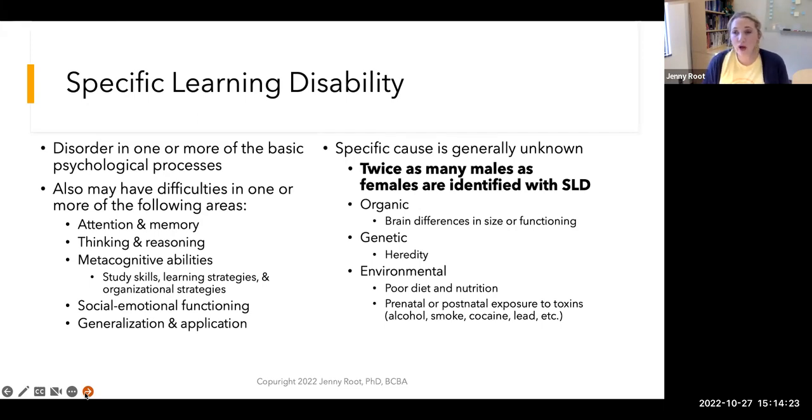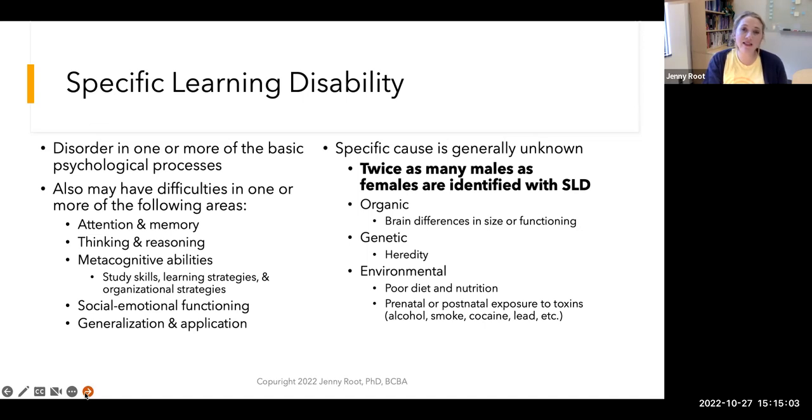We really don't know what specifically causes a specific learning disability, right? We do know that twice as many males as females are identified with a specific learning disability. And I used that word, identified, very intentionally, because it doesn't mean that twice as many males have it. There's not something that I'm aware of in the science, like the male brain is just different in this area, but rather we often across the board identify more males with disabilities because of the way that it presents and our societal expectations for women.